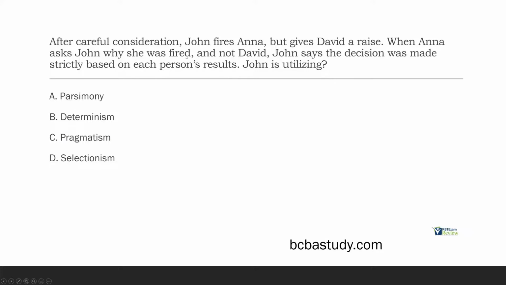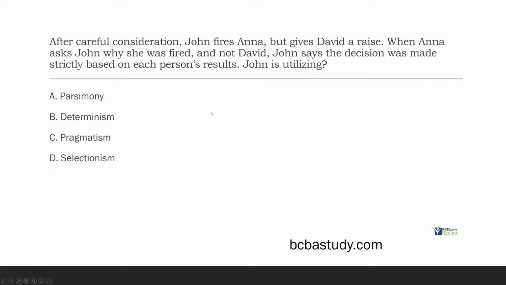After careful consideration, John fires Anna but gives David a raise. When Anna asks John why she was fired and not David, John says the decision was made strictly on each person's results. John is utilizing what? So John is being very what? Because he's just looking at results alone. Maybe John can't stand David, but all he cares about is the outcome. What is working, essentially. So is John using parsimony?